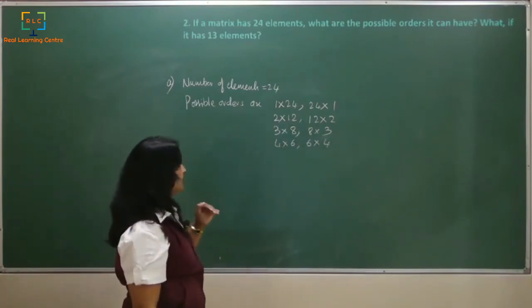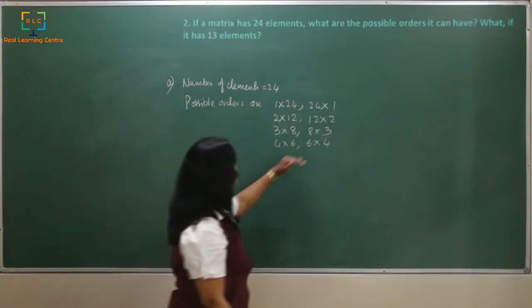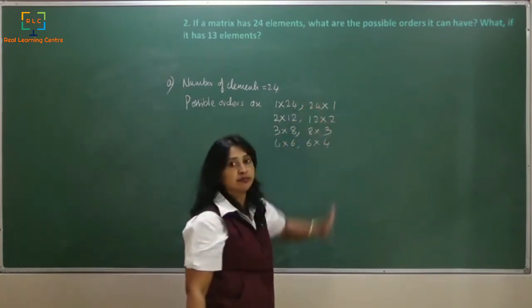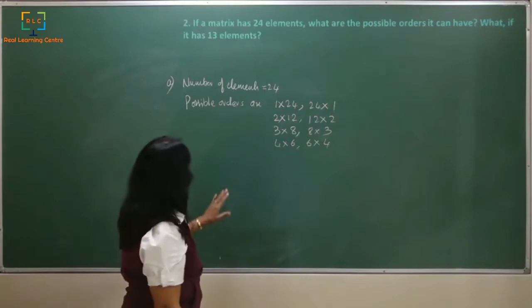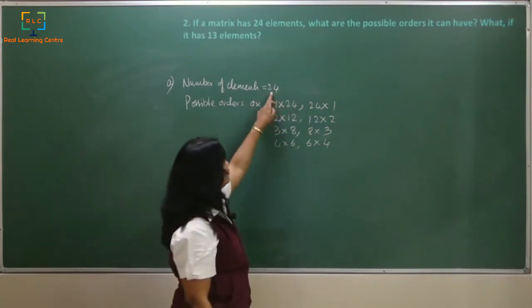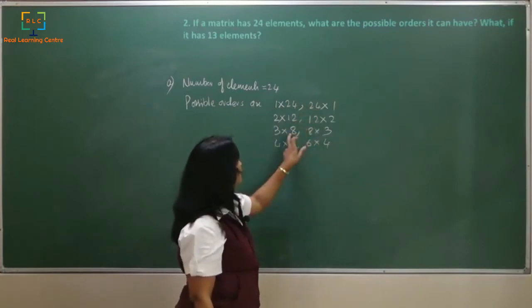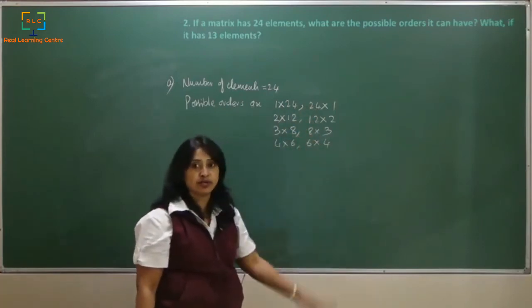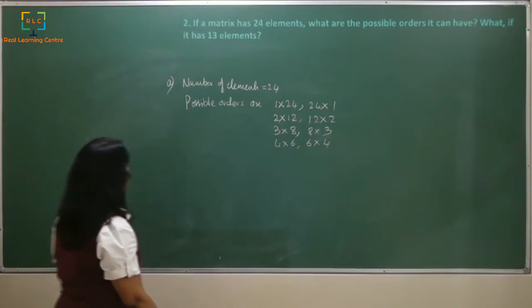No. What about 6? That has already been written. So 6, 8, 12, 24, it's already been written. So how many possible matrix orders are possible when I give you 24 elements? 1, 2, 3, 4, 5, 6. There are 8 different ways of arranging the elements, using all the elements, of course.